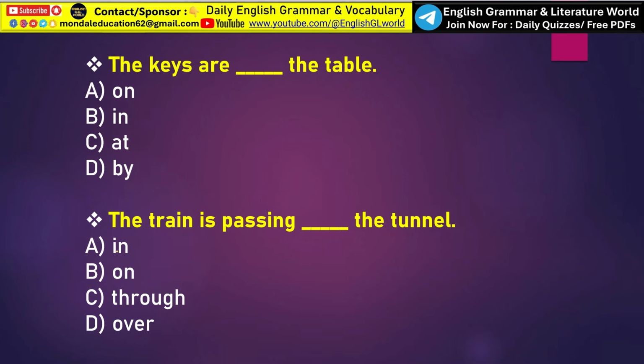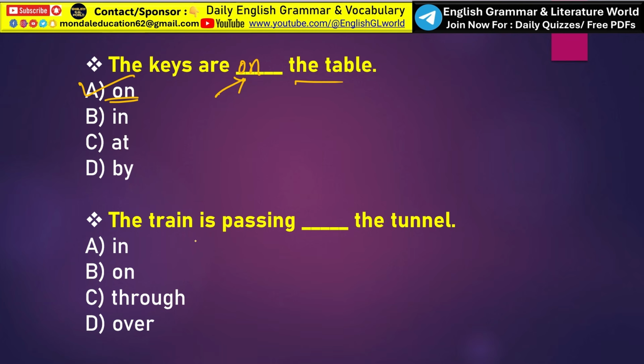Next, the keys are dash the table. So here the correct answer is option A, that is on. So the keys are on the table. Okay, so on is used when something is placed on the surface of another thing. Here the keys are resting on the surface of a table. That's why we have to use preposition on.